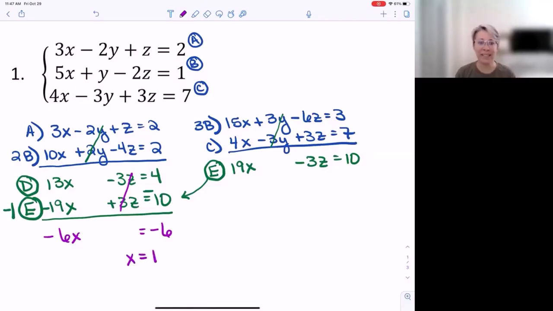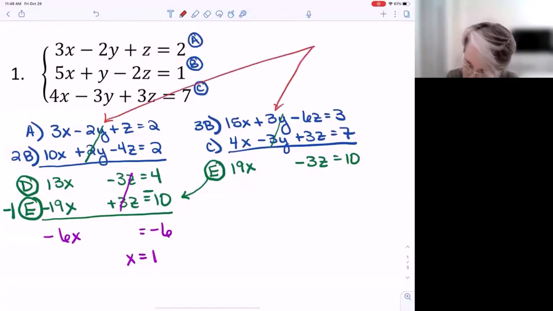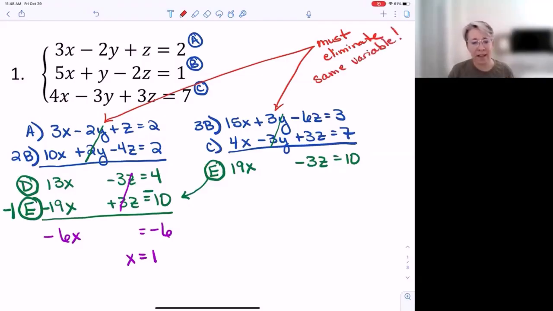So notice how we whittled it down. In blue, we still had 3 equations, 3 unknowns. Our resulting equations in green, we had 2 equations with the same 2 unknowns. Notice in both blues, I got rid of the y's. If we'd gotten rid of the z's the first time, we'd have had to get rid of the z's the second time. Be consistent. Matter of fact, write yourself a note: must eliminate same variable. Now that we have x equals 1, we have one of our solutions.